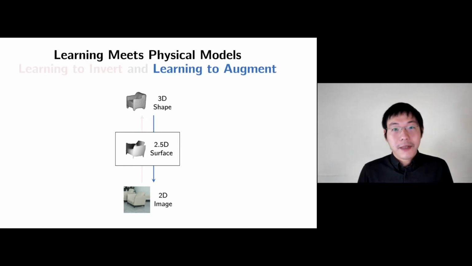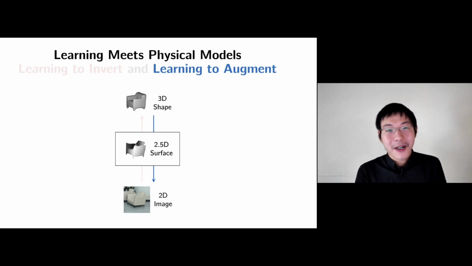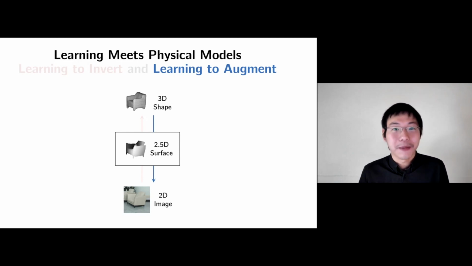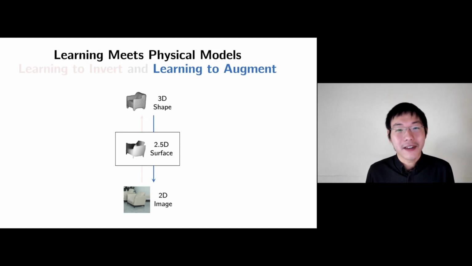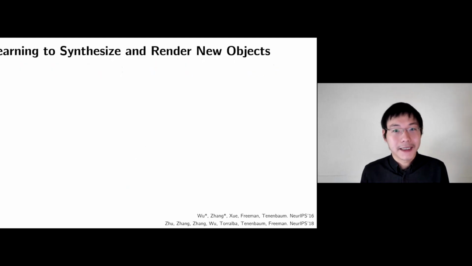So what about the other direction? Learning to augment. We said here the physical model is a graphics engine, which, given a 3D shape and textures and lightings and camera parameters, is able to synthesize or render a beautiful picture. But here it does assume we have to know the geometry of the object and the texture of the object, right? But what if we want to synthesize an object that we've never seen before, with unseen texture or with unseen object geometry? So can we use learning, but combine them, augment this graphics rendering pipeline so that we may synthesize and render new objects?